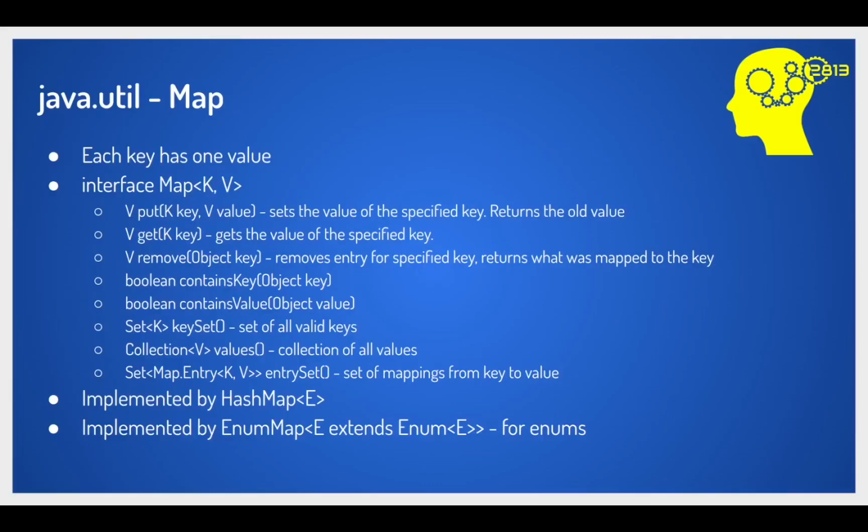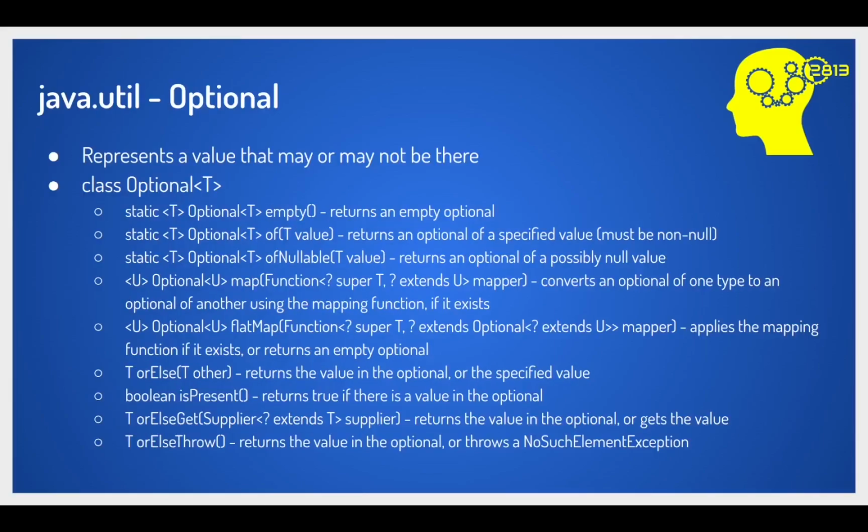A map. Okay, so this interface is basically where you have a key and a value, and each key only has one value, but values can also be mapped to multiple keys. And then Optional is actually a class, and this basically represents a value that may or may not be there, which means that there's either a value or there's not a value. And these are also some methods that you can use for optionals.